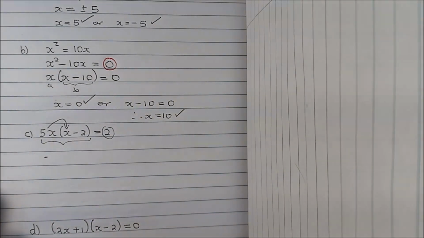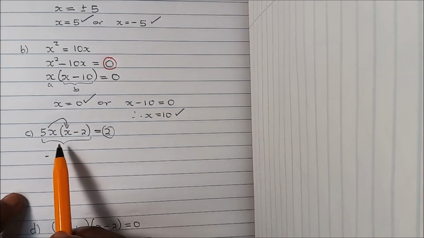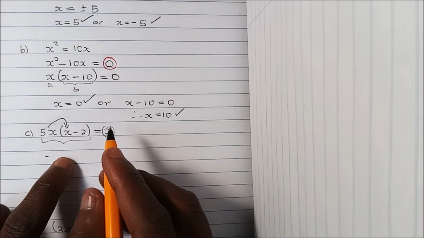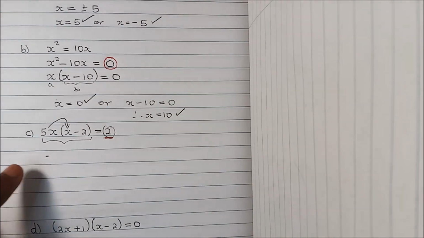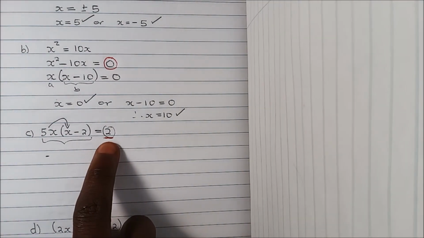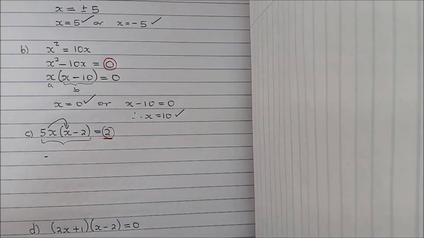So let's look at this problem. Remember, the idea is to have 0 here. So we need to have 0 there. So now let's make sure that we get rid of that number.